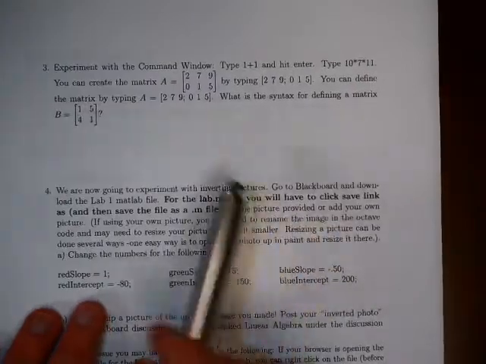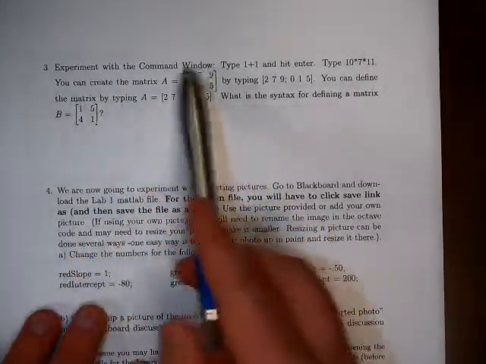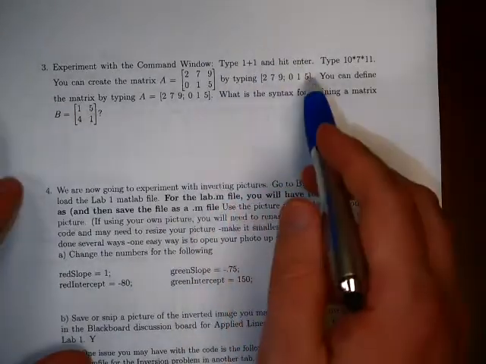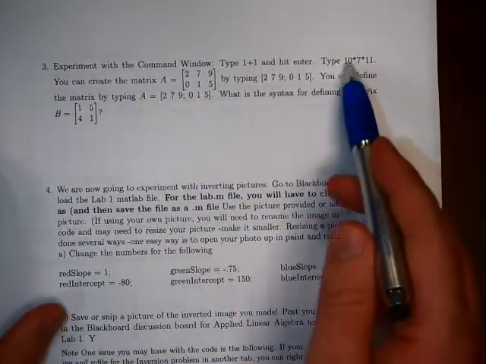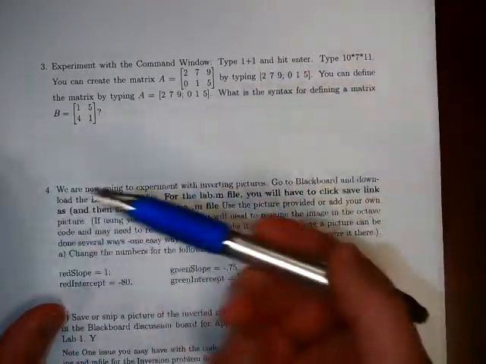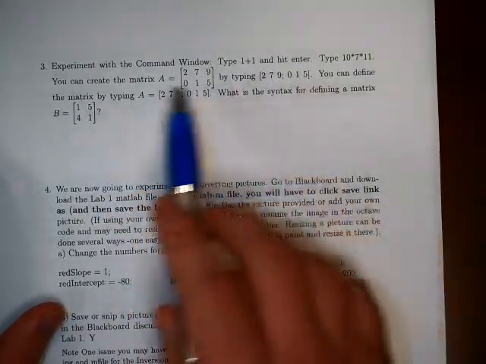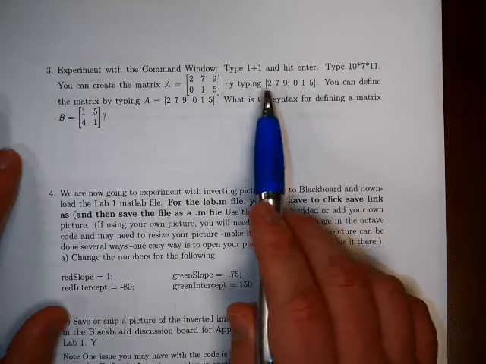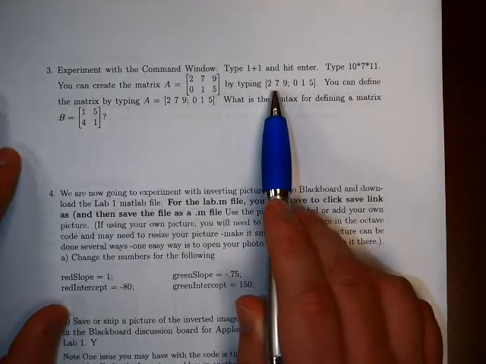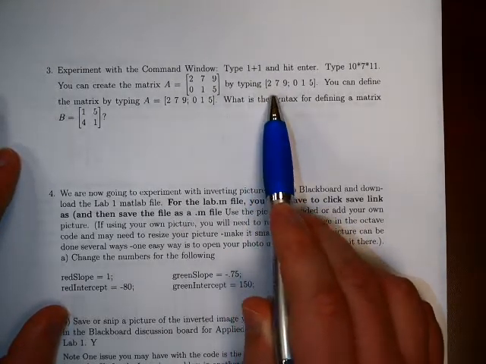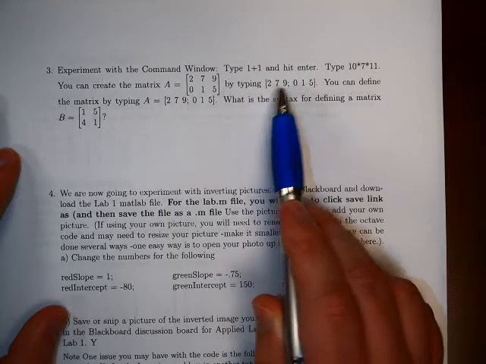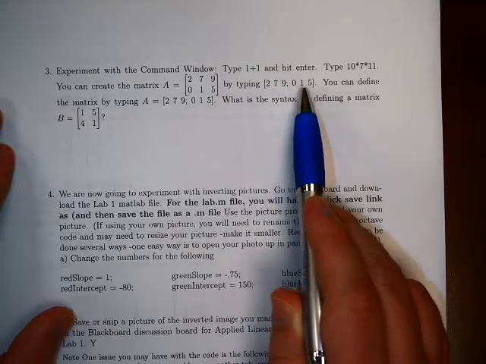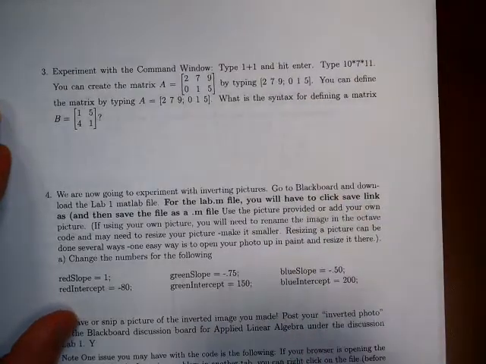And then from there, what you'll want to do is experiment with what the command window could do. So if you type 1 plus 1 and hit enter, it'll do that. Type 10 times 7 times 11, it'll do that. If you want to create a matrix that looks like this, you'll type the square bracket first, then the first row separated by spaces. You'll put a semicolon, and then you will type in 0, 1, and 5.